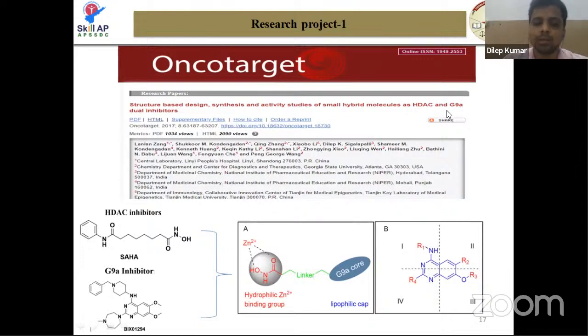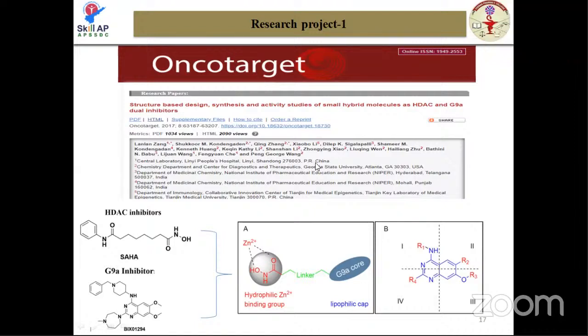If there is an increasing amount of HDAC or G9A in the body, it may lead to overproliferation of cells that leads to cancer. But if you inhibit both these enzymes simultaneously, HDAC as well as G9A, we can treat the cancer. There are a number of drugs we can employ to treat cancer by inhibiting HDAC as well as G9A, but there are very few drugs that can act on both HDAC and G9A simultaneously.